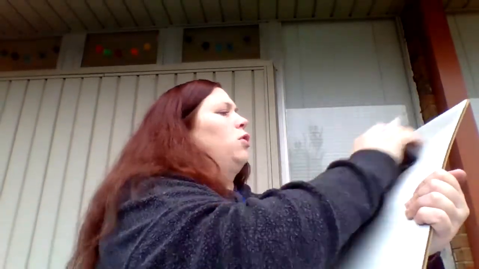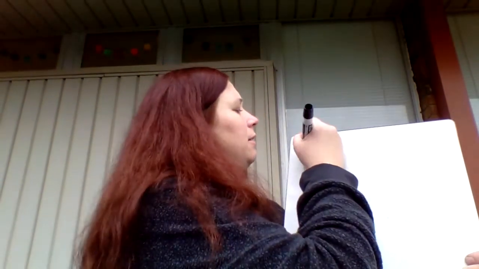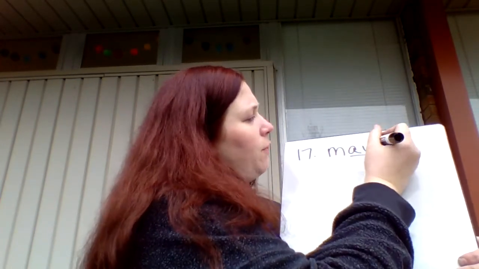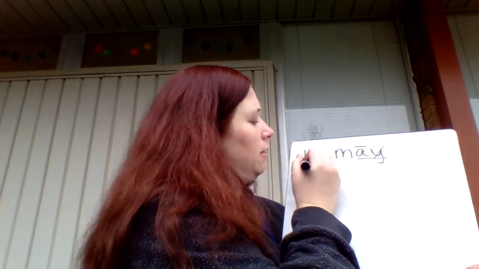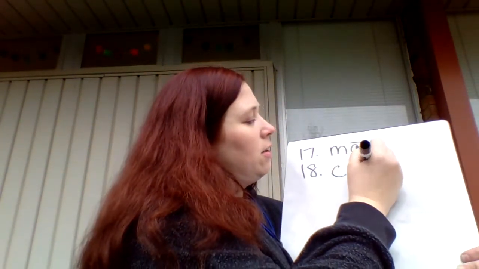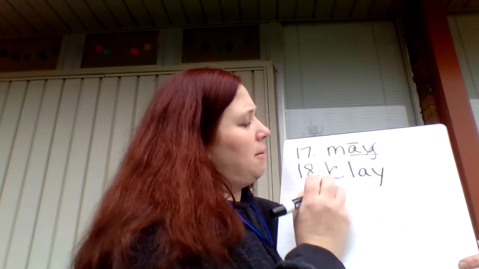Let's move on to coding. Oh, and hold on one second. I have our picture card. We have hey. So when we hear that A sound in hey, we can say A, hey. All right, let's do our coding. Number 17 is May. We have this digraph. The Y gets crossed out and the A says its name. Number 18, clay. Our C gets the K back.